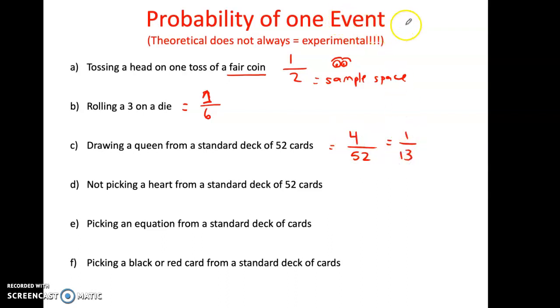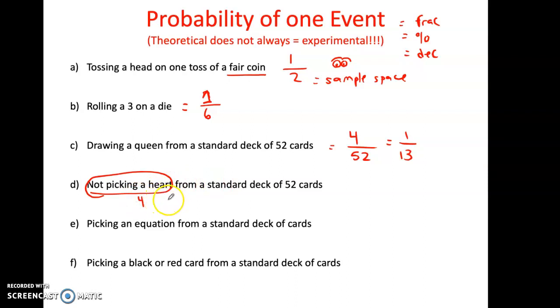Now, probability, just so you know, could equal a fraction, it could equal a percent, and it can also equal a decimal. Not picking a heart from a standard deck of 52 cards. Instead of figuring out all the other cards that are not a heart, I'd figure out the probability of picking a heart. Well, there are 4 hearts in the deck.